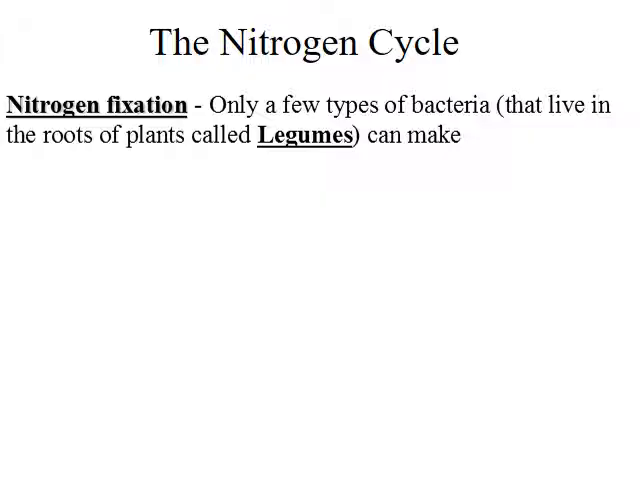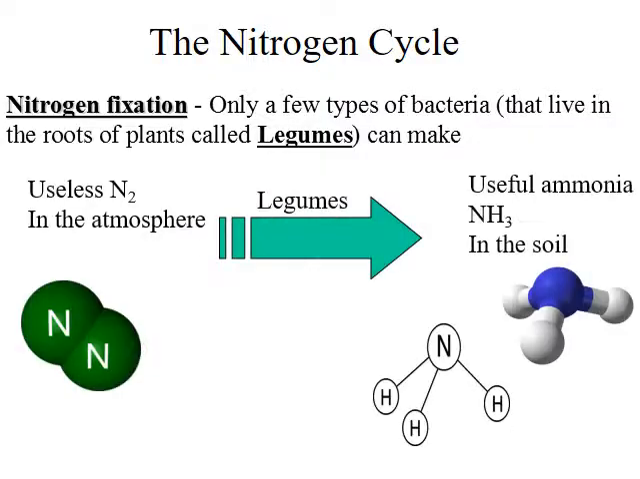So some key points to recap the nitrogen cycle. The nitrogen fixation: there's only a few types of bacteria that live in the roots of plants called legumes that can make the useless nitrogen into useful types of ammonia in the soil. So this is an N2 gas right here, N2, it's got the label right there as well. And then this is the more useful kind that we would want to see in the soil that plants can use, and then therefore can be eaten by creatures that eat plants, and then creatures that eat the other creatures that eat plants, and that's how the nitrogen gets passed along up the food chain.